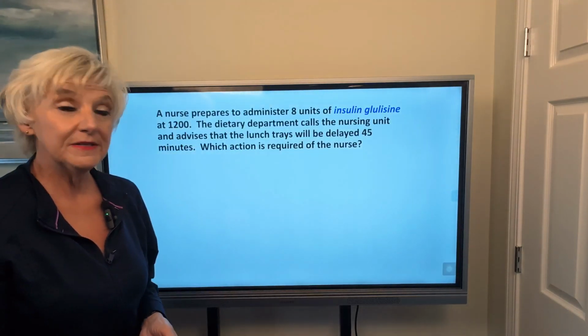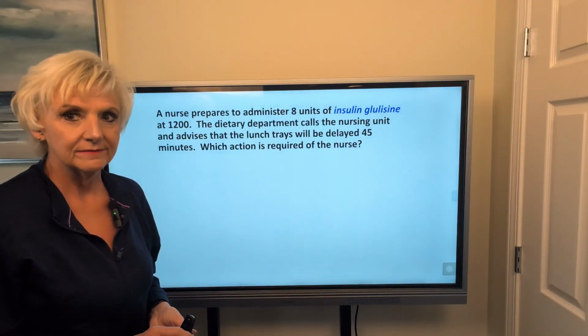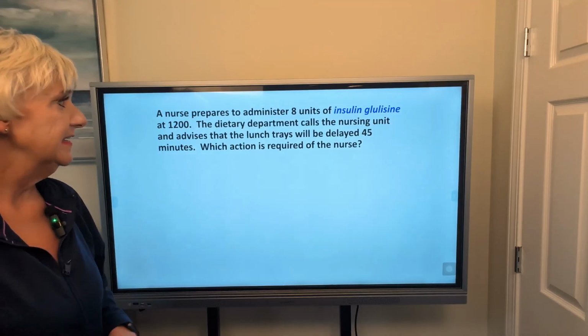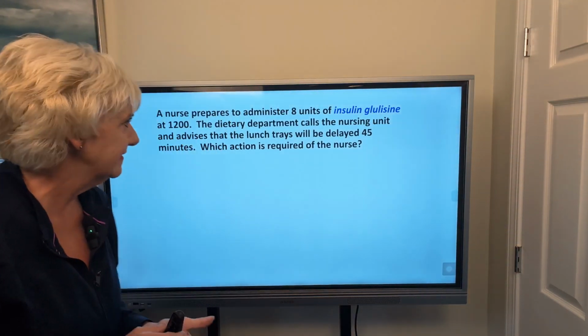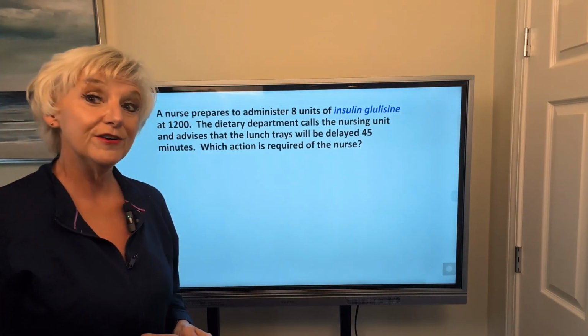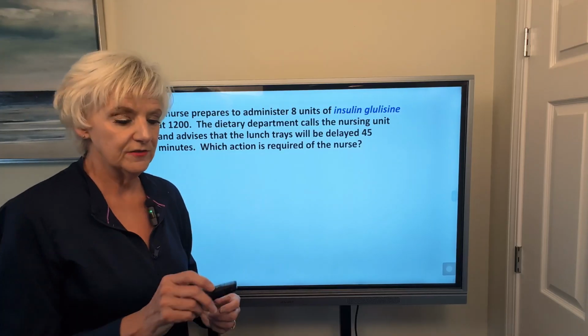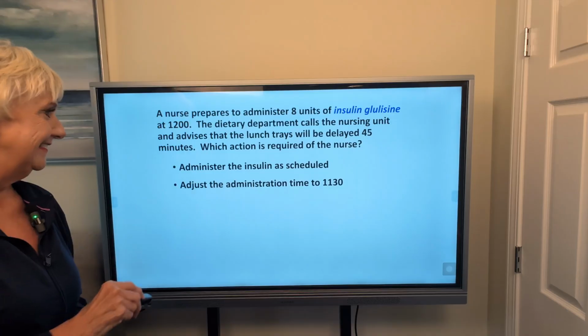A nurse prepares to administer 8 units of insulin glulisine at 12 o'clock. Okay. The dietary department calls the nursing unit and advises that the lunch tray will be delayed 45 minutes. Which action is required of the nurse? Okay, that's a rapid acting insulin. It's going to start dropping in 15 minutes. So let's see what your answers are.